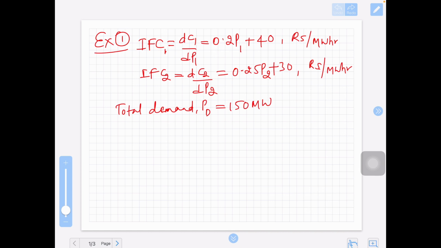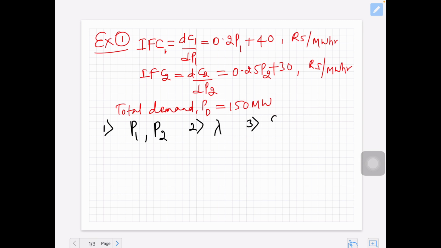So the first question is we have to find the power output from the two units, the second is we have to find the incremental fuel cost of the system, and the third is we have to find how many rupees we will save. To find this answer, let us consider the condition for economic load dispatch. Here in this problem they are not talking about the incremental transmission losses, so transmission losses we are neglecting.